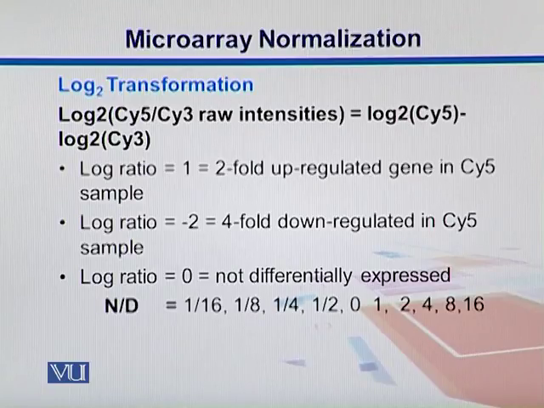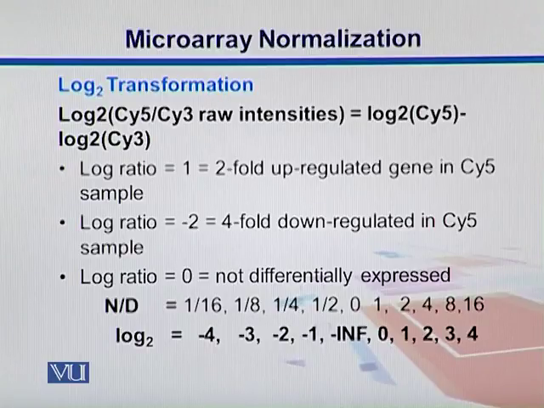So here are some interesting numbers. We have numerator by denominator 1 by 16, 1 by 8, 1 by 4, 1 by 2, 0, 1, 2, 4, 8 and 16. So these are the numbers. If you correspond them with the log2 scale, a 1 by 16 ratio is -4. So it's telling that the denominator is actually 16 times higher than the numerator. The thing on the top of this equation is 16 times less than the bottom one.